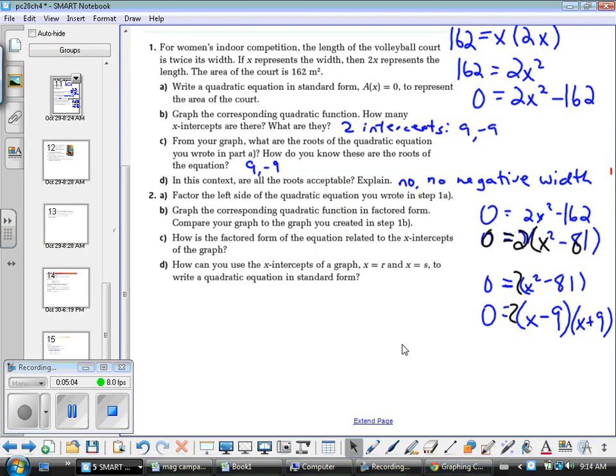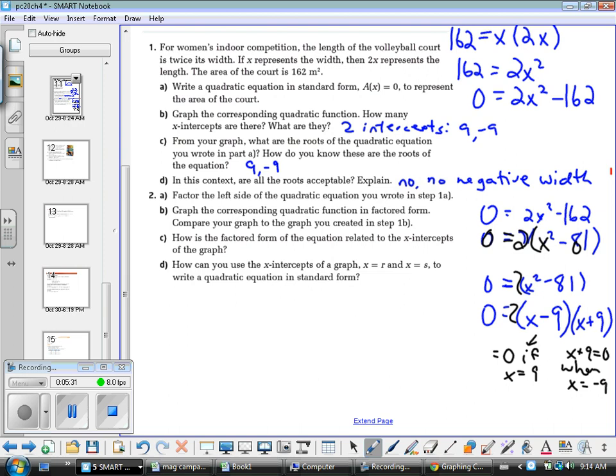How is the graph's factored form related to the x-intercepts of the graph? Well, if you look at those factors, you have x minus 9. This is equal to 0 if x equals 9, and x plus 9 equals 0 when x equals negative 9. So that's how it's related to the x-intercepts of the graph.